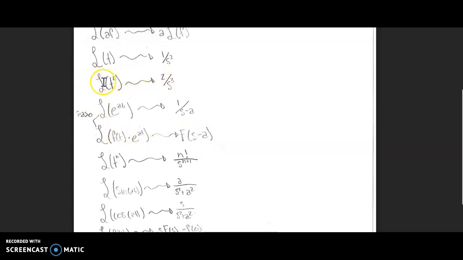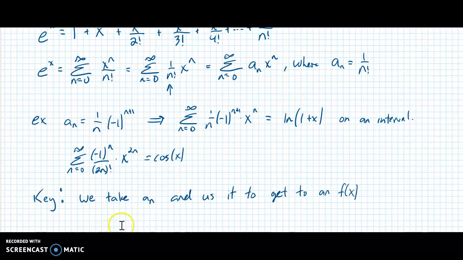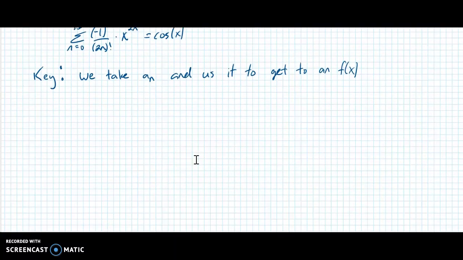I'd like you to quickly take a look at that one right there. T squared goes to that. Okay, continuing on with what I was saying, the key was that we take an a sub n, like 1 over n factorial, and we use it to get to an f of x with this formula. So in this case, 1 over n factorial gives e to the x, this one gives cosine x, this one gives ln x. And remember, it's always on an interval, but we're not really worried about that right now.